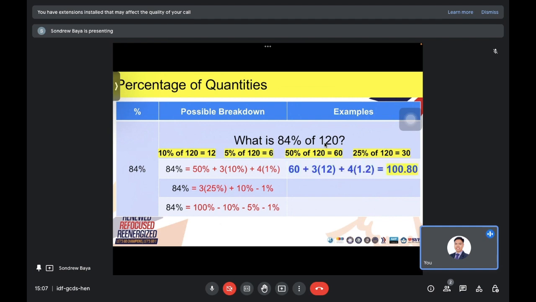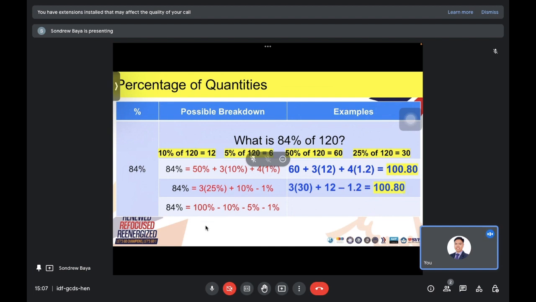So 1% is 1.2. So let's begin. For the first breakdown, that will just be 60, which is the 50%, plus 3 times 12, which is the 10%. This gives us the 30% then, plus 4 times 1.2, 1.2 being the 1%. And this gives us 100.80. All right? Now, what if we use the second breakdown? For the second breakdown, we will need the 25%, the 10%, and the 1%. Now, find the values of the 25, 10, and the 1%. If you have seen it already, then we can now substitute it. So, 3 times 30 plus 12 minus 1.2 still will give you 100.80.